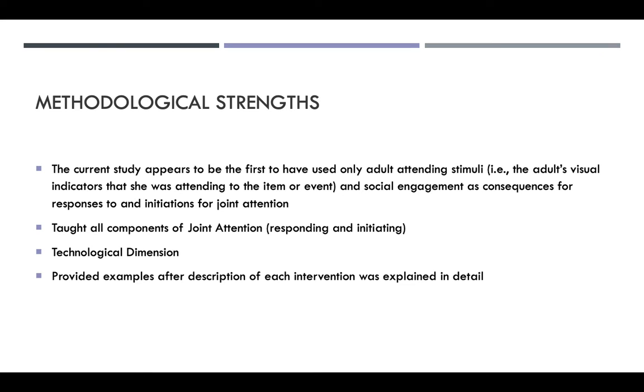So the methodology strengths of this article that I really saw of benefit for the client that I was going to be using this with is the current study appears to be the first one to have used only adult attending stimuli and social engagement as consequences for responses and initiations to joint attention. And although it says only adult attending, like I said, I thought that this methodology had the opportunity to be used to train typical peers to work with my client and getting that peer interaction for joint attention.